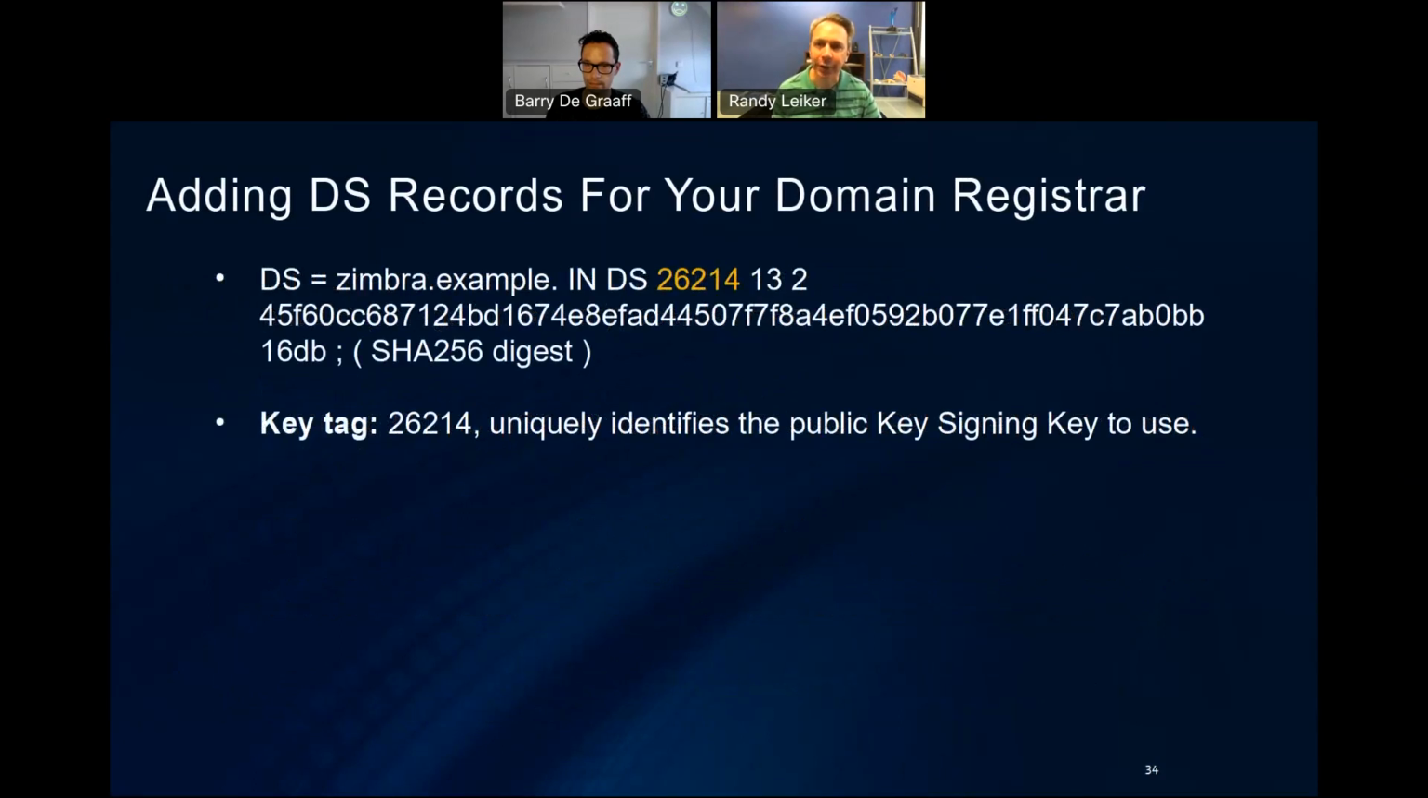So in this DS record, the highlighted 26214 number is what is called a key tag. Think of this like a unique numerical ID that identifies the public key for your domain name on your DNS server. This key tag will be a different number for every domain name that you secure with DNSSEC. It's going to offer a required hint to DNS clients who send queries for the Zimbra.example domain name of which of the many different DNS key records on your server the client should use.